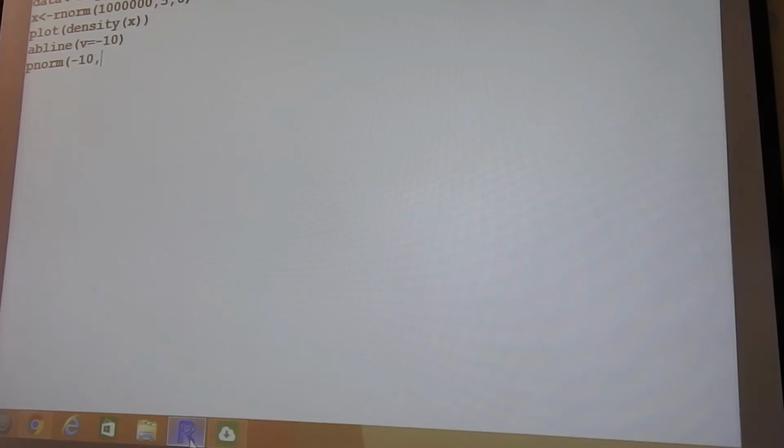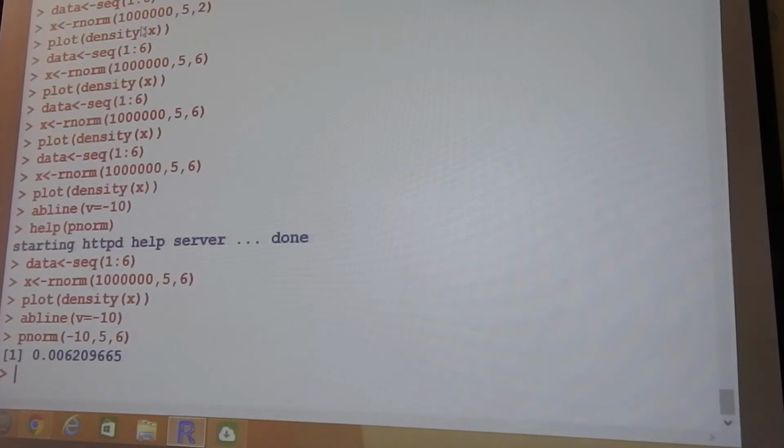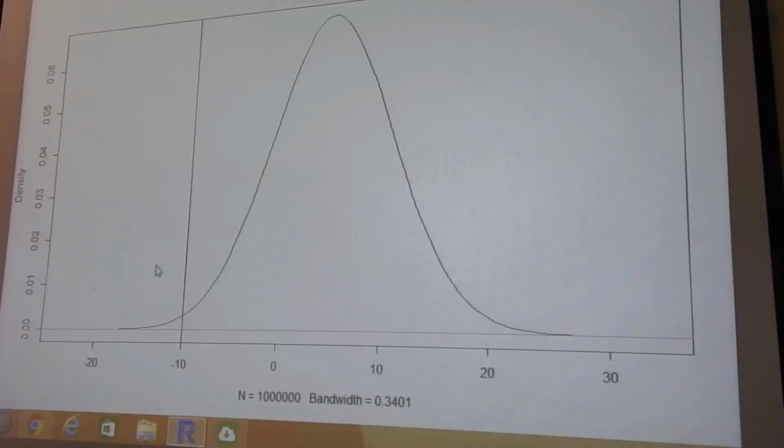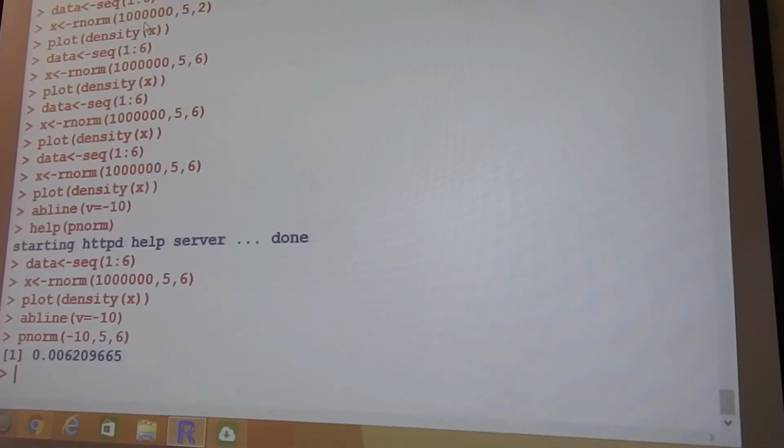What is the mean of my distribution? 5, and the standard deviation 6. So it says the area to the left of -10 is 0.0062096665. If the whole area is 1, then the area to the left of -10 is 0.0062096665.